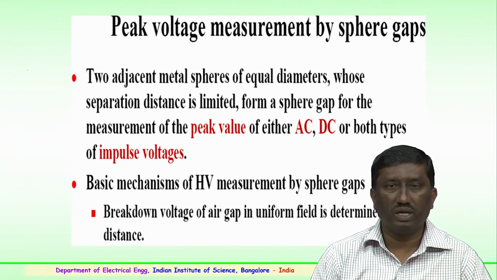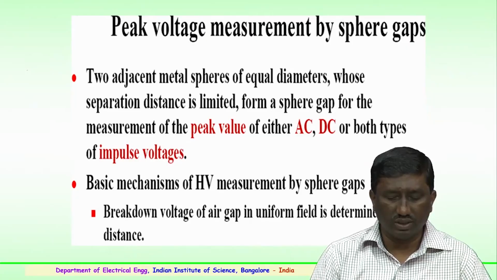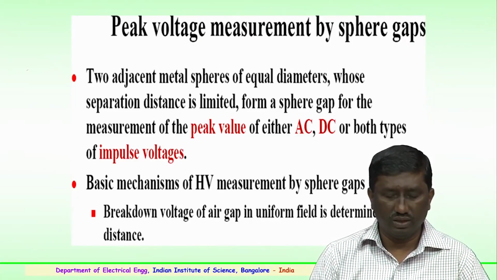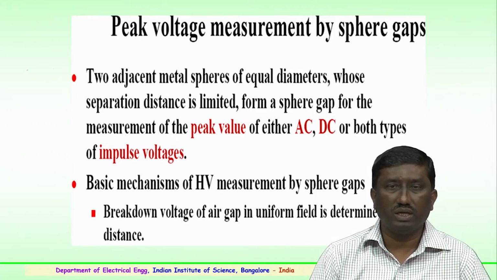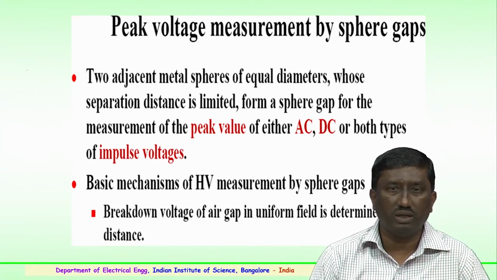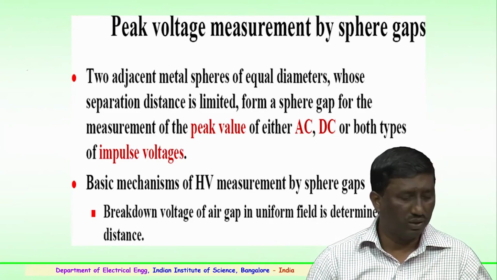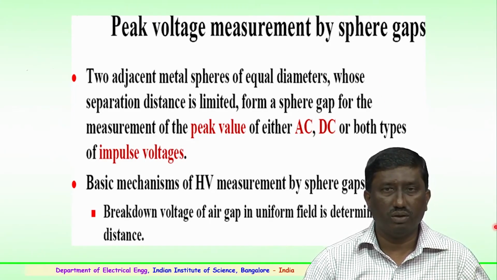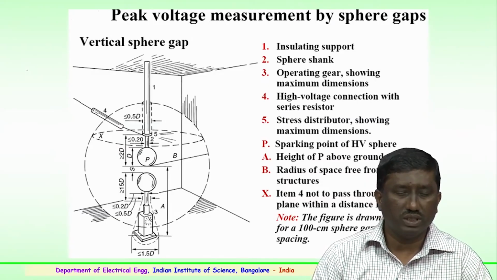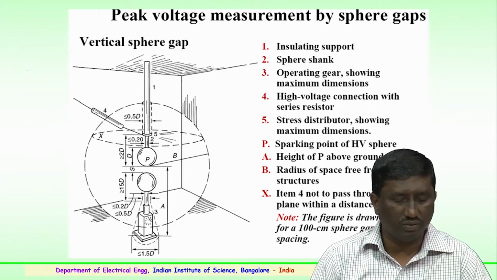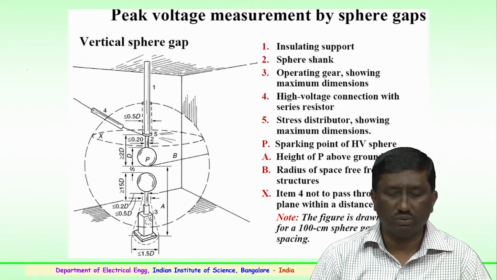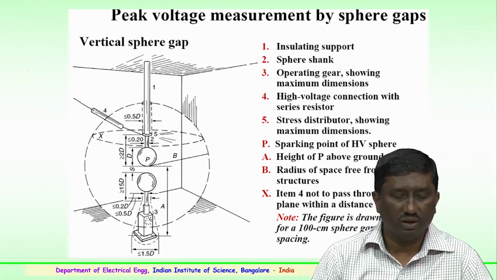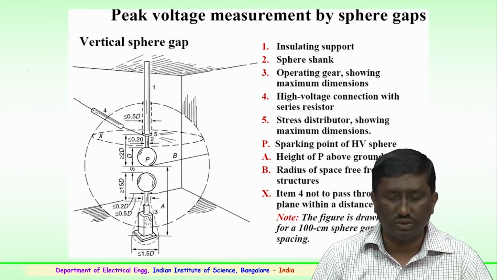The spheres are of uniform dimensions, and a uniform field is obtained by using sphere gaps. The breakdown voltage of the air gap in a uniform field is determined by the gap distance. The diameter of the sphere and the gap distance play a role in the uniform field breakdown voltage. This is a typical example of a vertical sphere gap assembly used for peak voltage measurements.